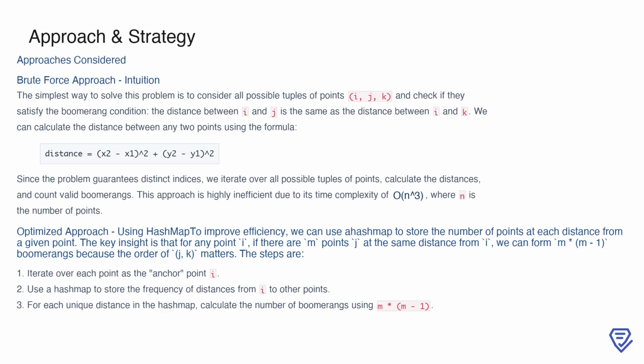To address this inefficiency, we consider an optimized approach leveraging hash maps. Here, the key idea is to count the number of points at each distance from a given anchor point, i. If there are m points at the same distance from i, we can form m*(m-1) valid boomerangs, as the order of the second and third points matters. This drastically reduces redundant computations by grouping points based on their distances.